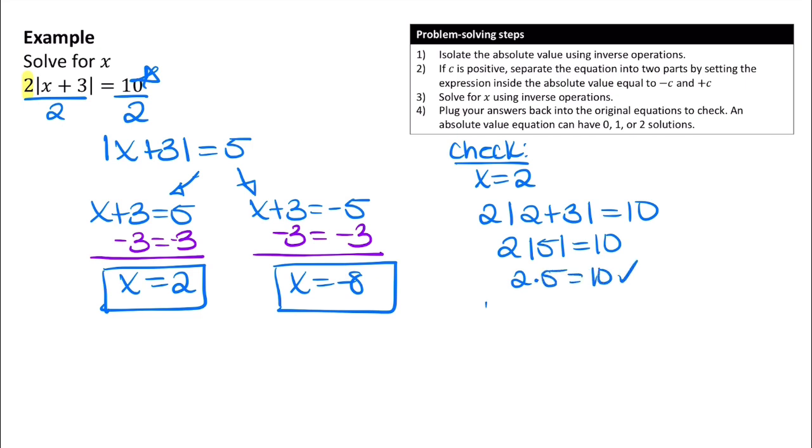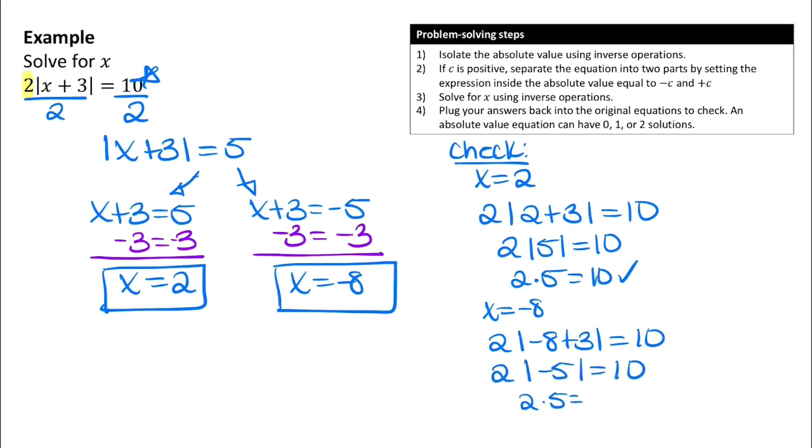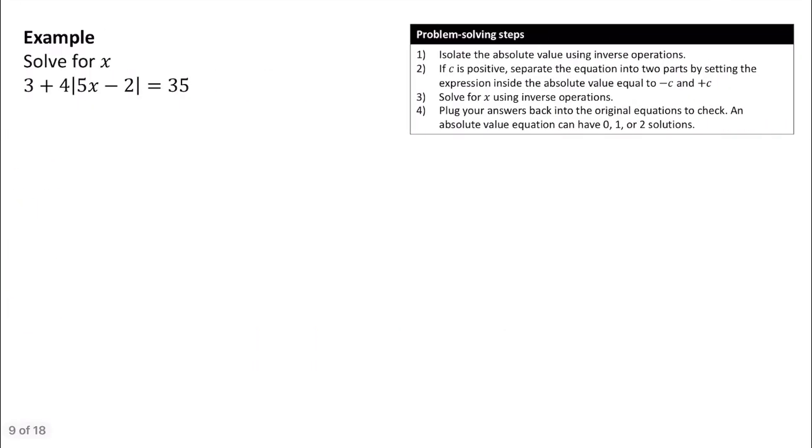Now let's try x equals negative 8. So that's 2 times the absolute value of negative 8 plus 3 is equal to 10. So that's saying 2 times the absolute value of negative 5 is equal to 10. 2 times 5 is equal to 10. So this solution is also going to work. So now let's try this example.